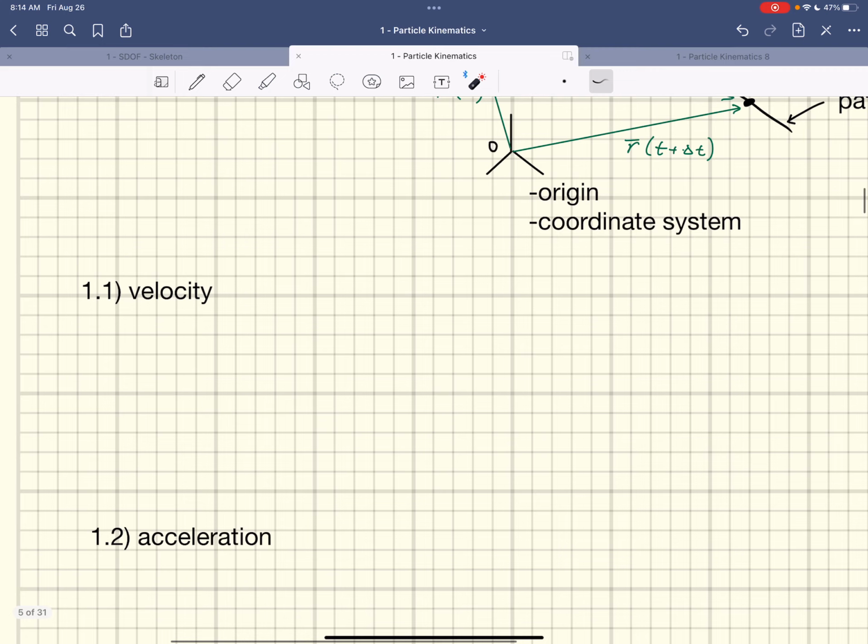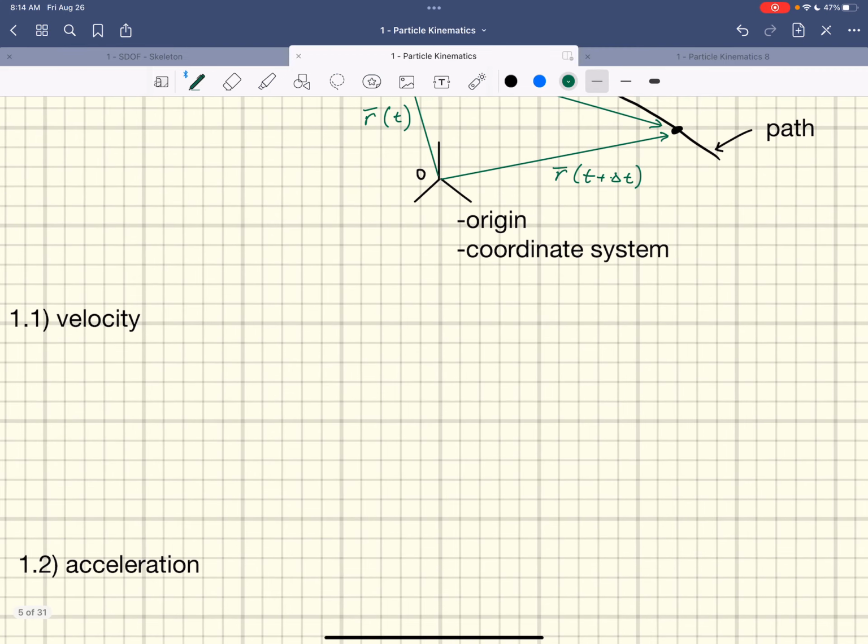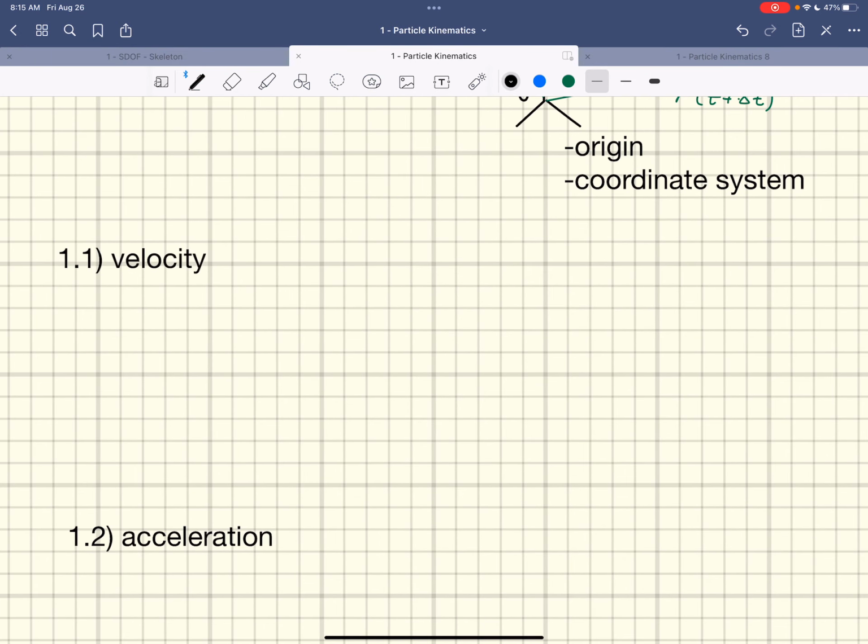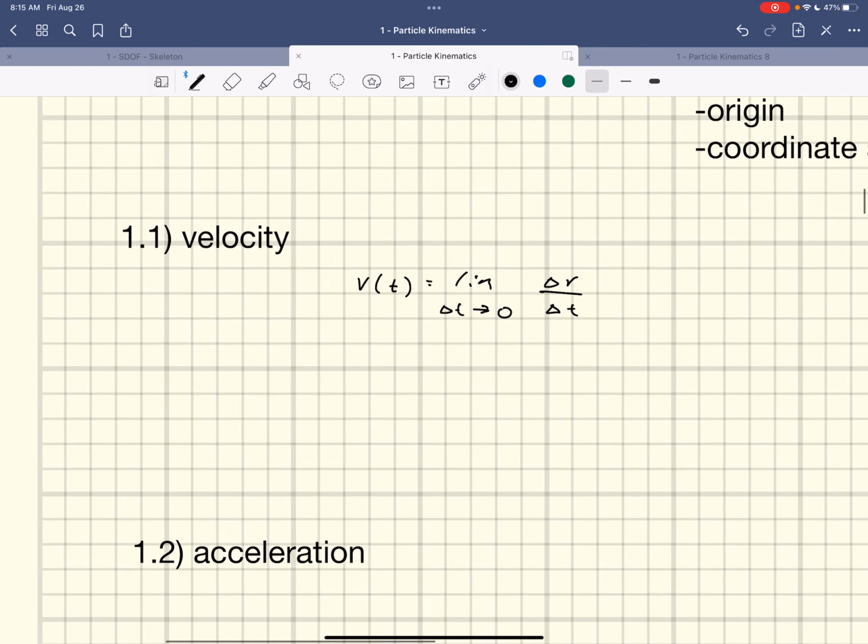So when we define velocity, if we want to say how fast that particle is traveling, this goes back to the definition of a derivative. The velocity v of t is equal to the limit as delta t goes to 0 of delta r over delta t. That's how we've defined it before. How is the position changing with respect to time? That's what velocity is. It's the limit of delta r over delta t as delta t goes to 0.